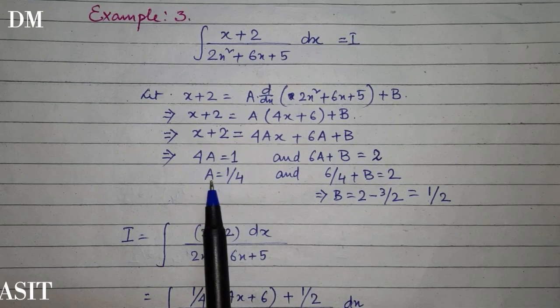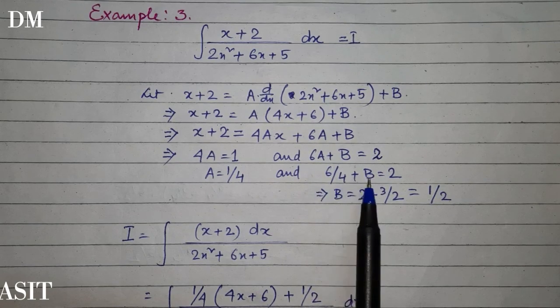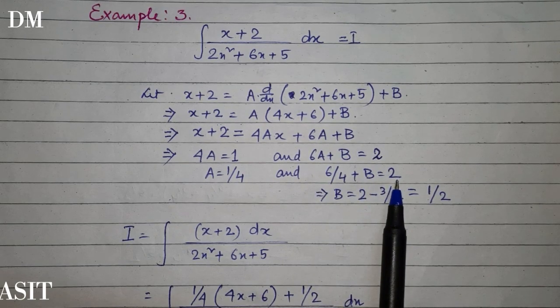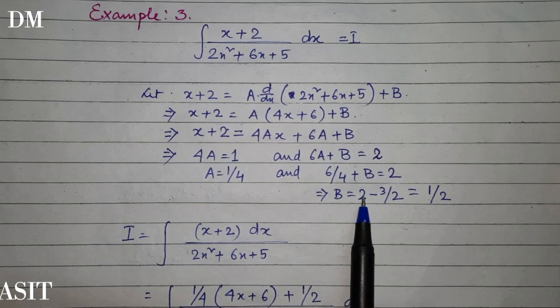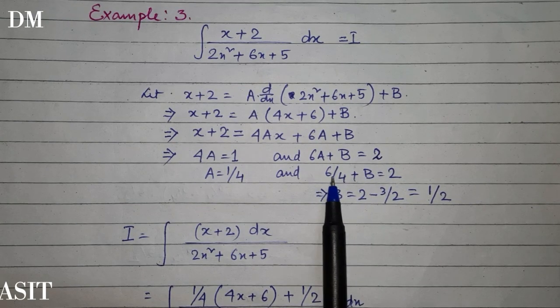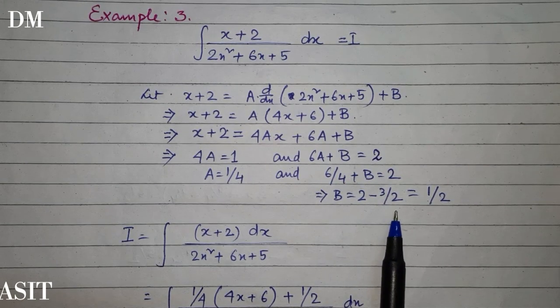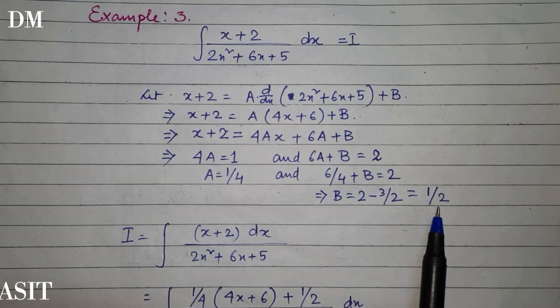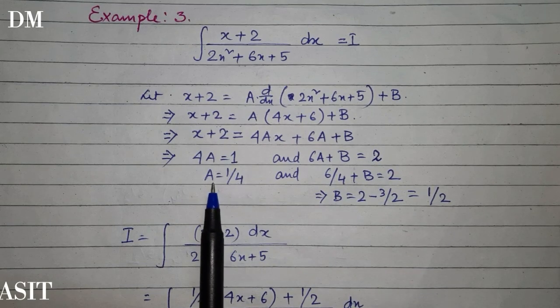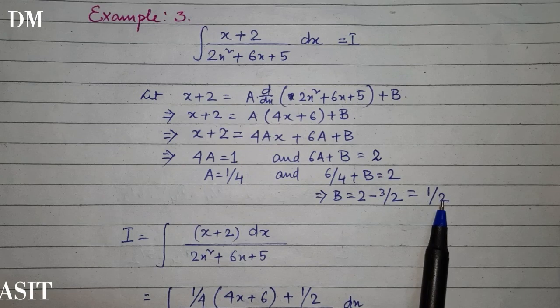Now we can apply the value of a here. So it will be 6 by 4 plus b equals 2. Now we can write b is equal to 2 minus this 6 by 4 will go to that side. So it will become minus 3 by 2. So b is equal to 2 minus 3 by 2, and if we calculate, we get half. So ultimately we get the value of a as 1 by 4 and b as 1 by 2.